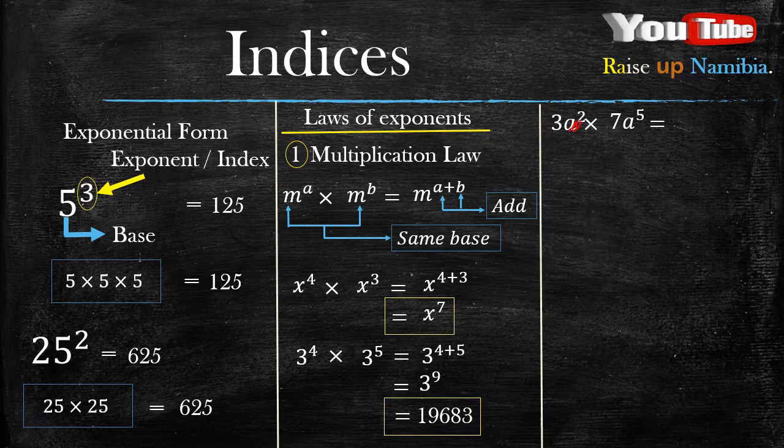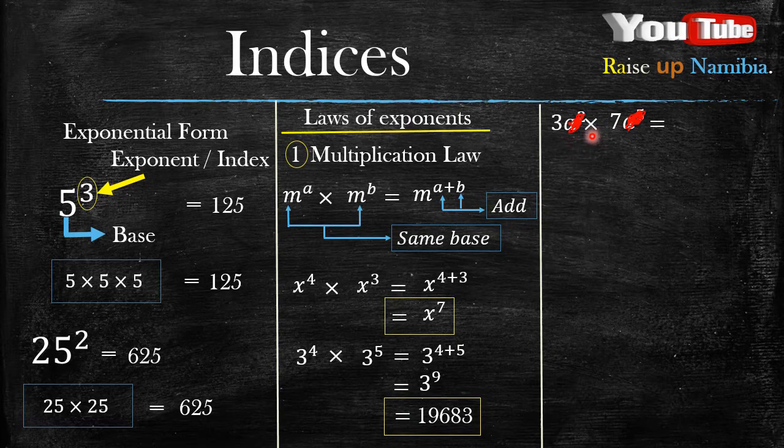So let's just ignore the letters. Okay? Now if you ignore the letters, you are left with like 3 multiplied by 7. Now when you look at the law, what does the law say? The law says when the bases are the same, that's when you add the exponents. Now when you look at 3 and 7, are those two bases the same? No, they are not the same. So what do you do? You multiply them.